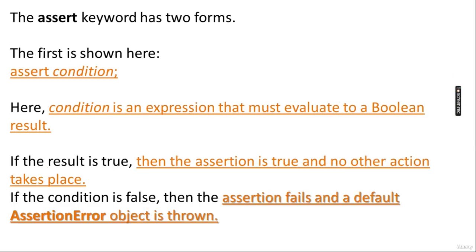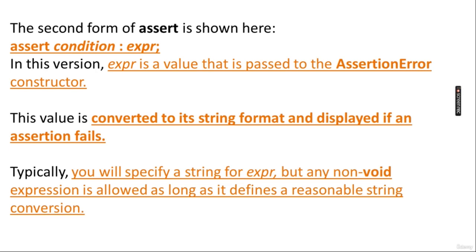The assert keyword has two forms. Okay. The first form is assert condition. Condition is an expression that must evaluate to a Boolean value. If the result is true, then the assertion is true and no other action takes place. It will only tell that it is true, and if it is false, it will show an assertion error.